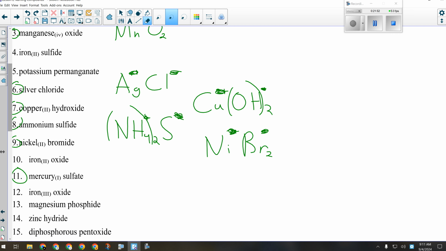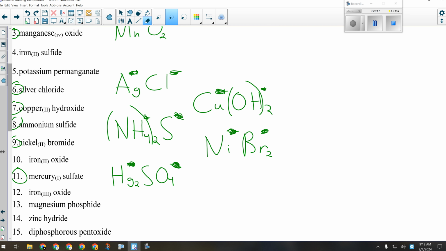All right, and then we got mercury(I) sulfate. Again, we've got a Roman numeral that tells us the charge to use on mercury, but we also have a polyatomic ion, sulfate, which is a -2. Do I do anything different? Nope, I just drop and swap. 1 would go here, 2 would go here.